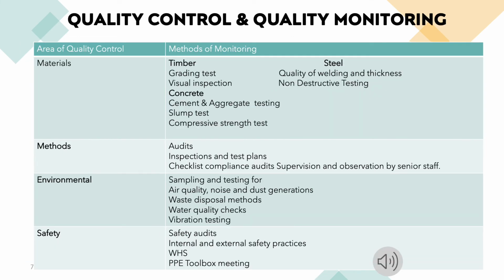In this project, quality control and monitoring take place during the construction phase of the project, where quality control involves monitoring specific results of the project and whether they adhere to specific standards. This table provides a brief summary of quality control and monitoring in the areas of material, methods, environmental, and safety, and it also includes methods of monitoring.